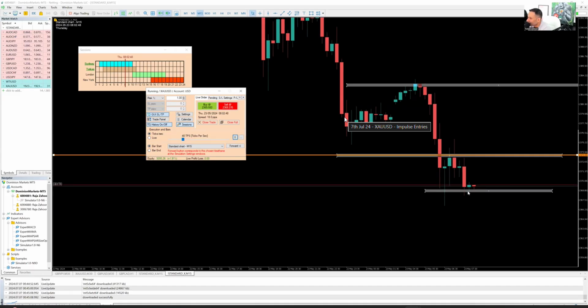I don't know, because it's basically rejecting right over here. So we don't know whether price is going to continue to push down or continue to push up.